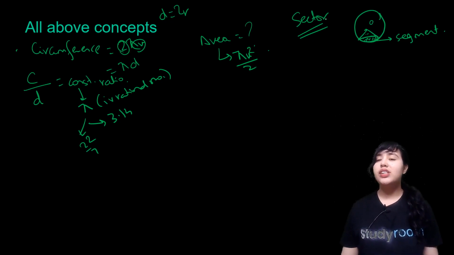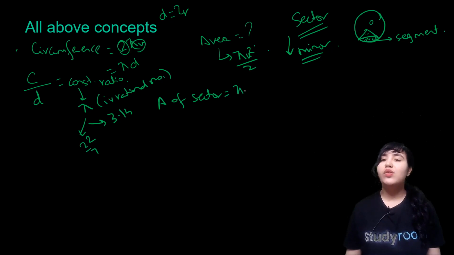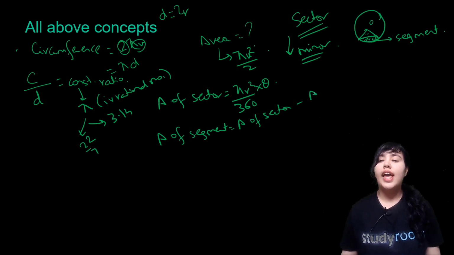So when it's not mentioned in the question which sector or segment it is, what do you take by default? You take it to be minor. Then we discussed area of sector, minor sector. So area of sector, what was that equal to? Pi r square by 360 into theta. And what about area of a segment? So that was area of sector minus, what did we subtract from here? Area of the triangle. So that will be pi r square upon 360 into theta minus area of triangle.